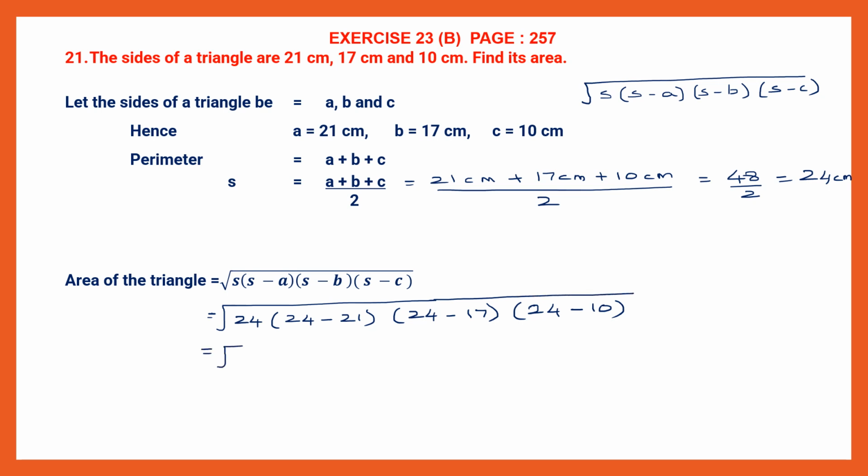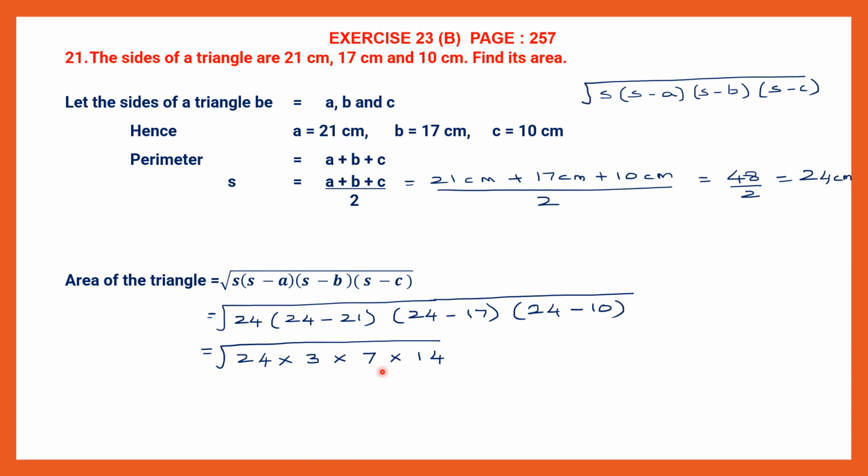So this will still be the square root of 24 into 24 minus 21, which is 3, into 24 minus 17, which is 7, into 24 minus 10, which is 14. So we have this here. Now listen very carefully. We have to find the square root of all these numbers. So first thing we need to do is break this up into its prime factors.